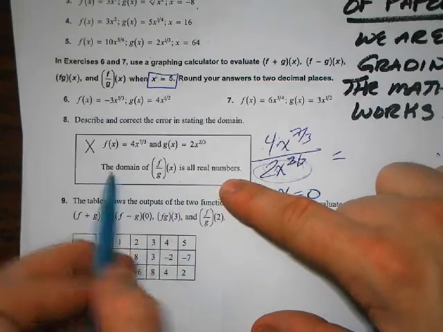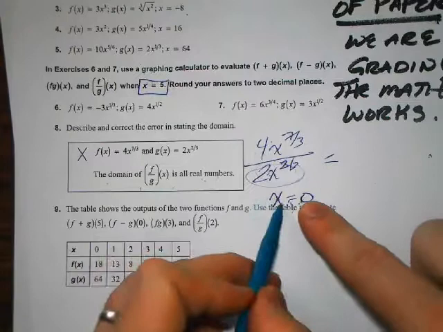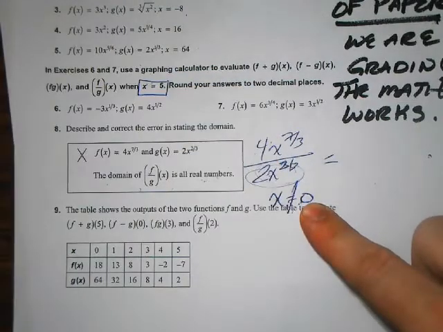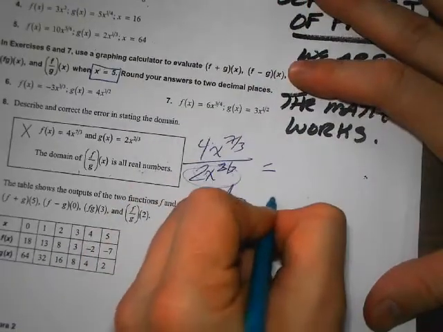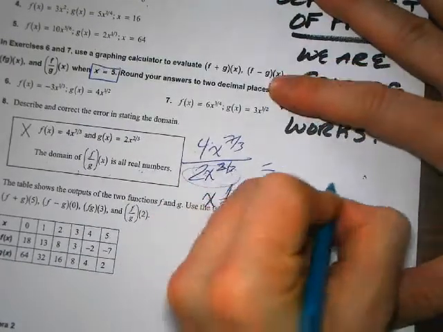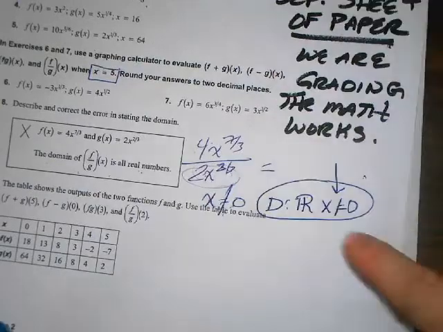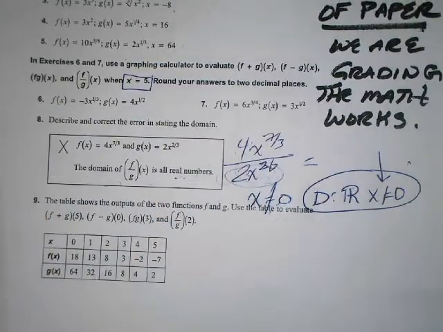The domain is not all real numbers when you divide. It's not, because x cannot be 0. So it's going to be almost all real numbers. Just as long as x doesn't equal 0, then you're fine. So I'm going to say domain is all real numbers, x can't equal 0. And this is the piece that the student needed. They need to go back and make sure that it's mathematically possible, that what they're saying is okay.